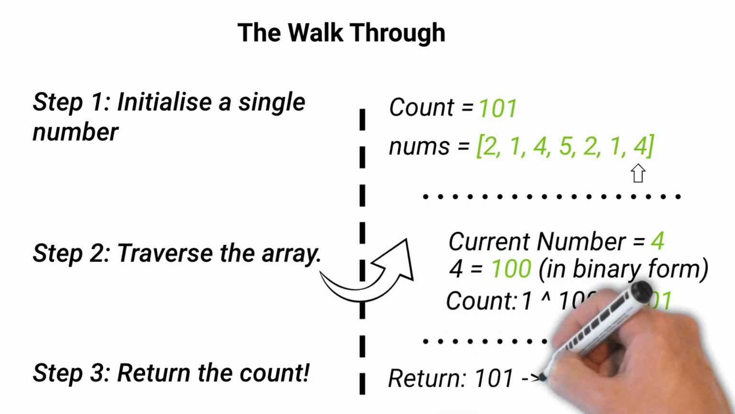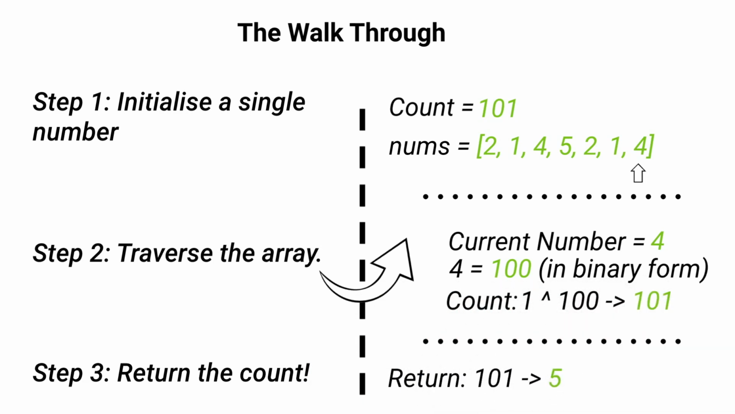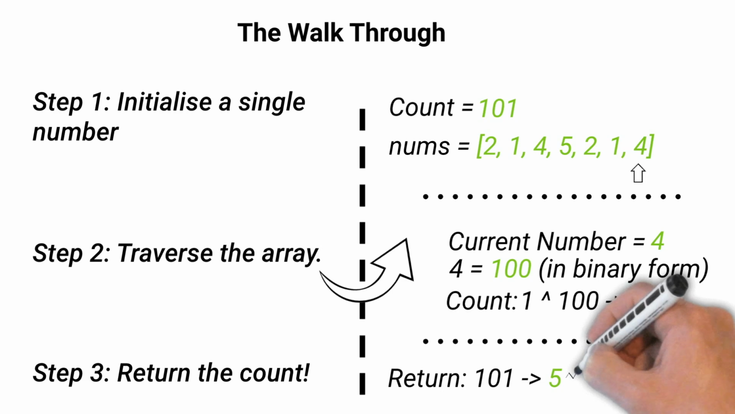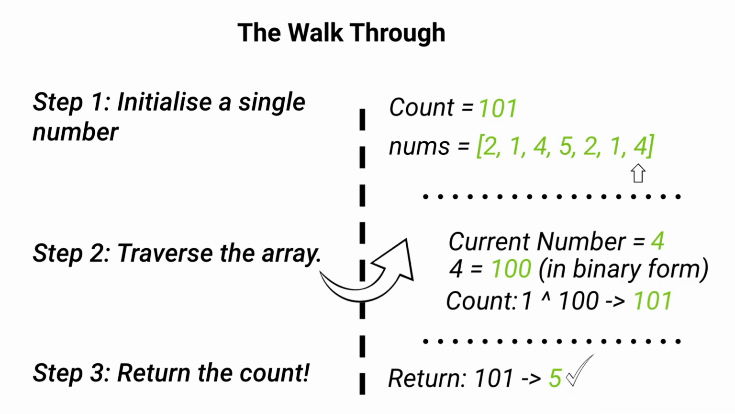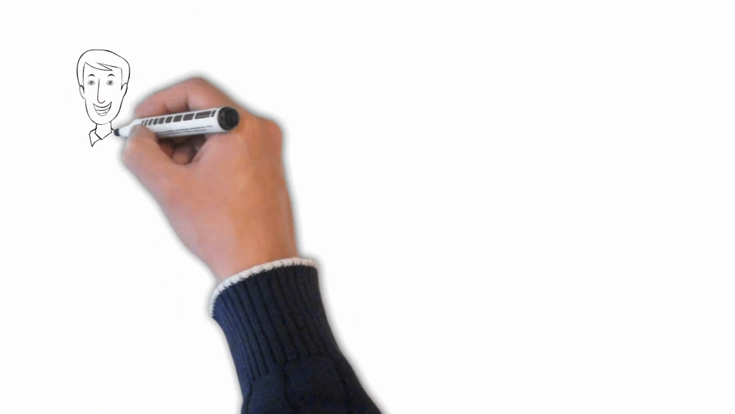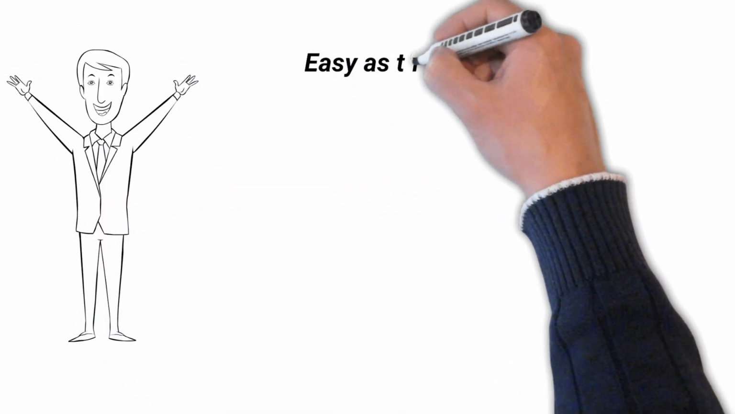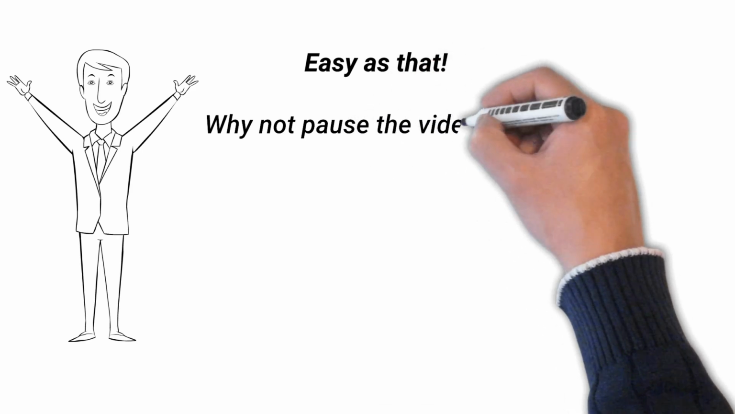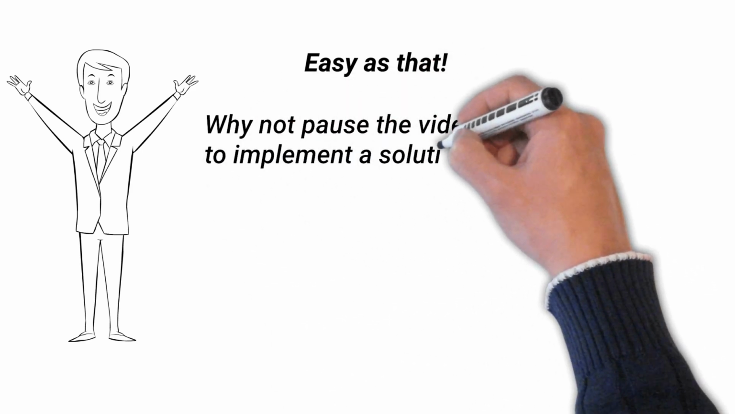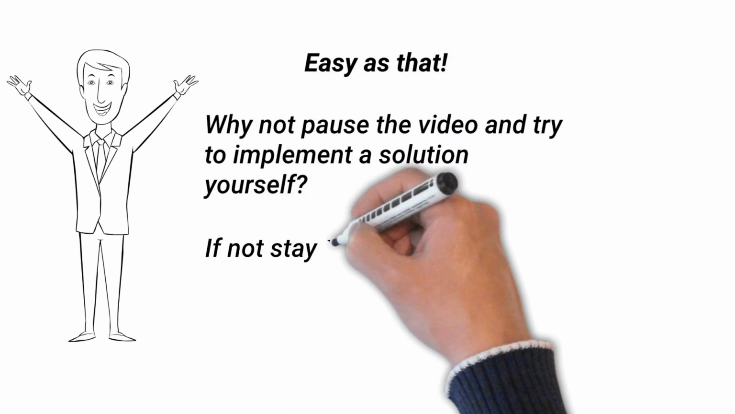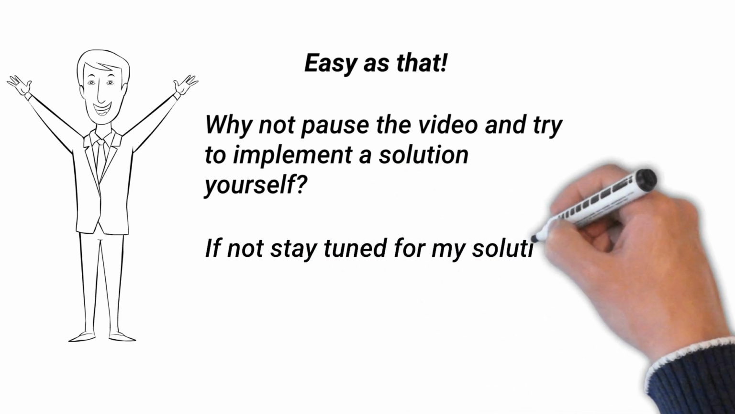So step 3, we return the count. Count is 5, which is exactly what we were looking for. So well done, you followed along. I hope that's made it a lot clearer to you. It's as easy as that. Why not pause the video and try to implement a solution yourself? If not, stay tuned for my solution next.